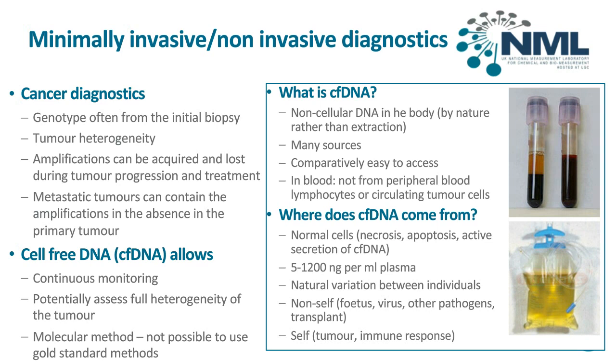There's lots of sources. I've given two examples here of the blood or urine. And it's comparatively easy to access. You know, you could provide a blood sample or a urine on a reasonably regular basis. That wouldn't be possible with an actual tissue biopsy. It comes from normal cells, but also from tumor cells.